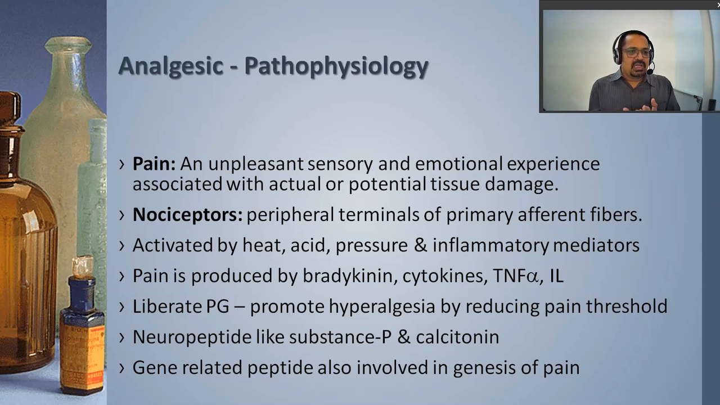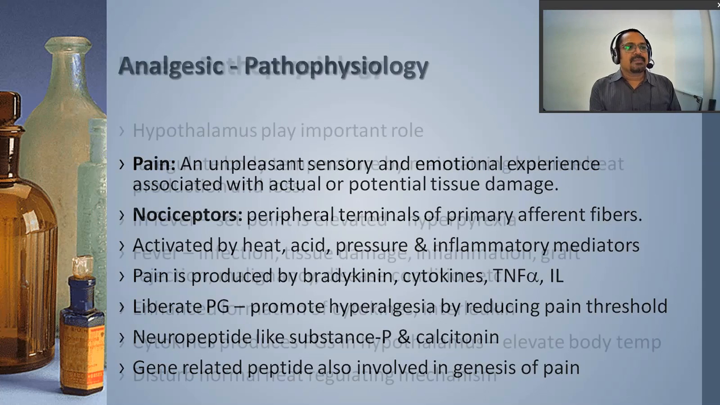There is also a liberation of prostaglandin, which promotes hyperalgesia, or increase in the pain, and some of them also reduce the pain threshold, that is the threshold of perception. There are some neuropeptides like substance P or calcitonin gene related peptides, which are available in our body and also help in the pain sensation.